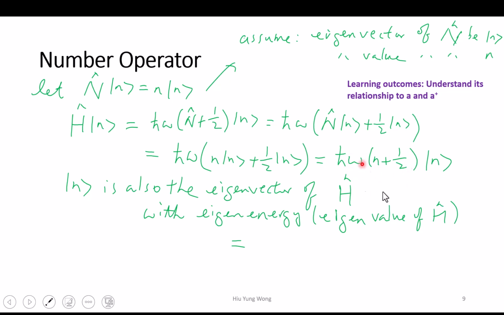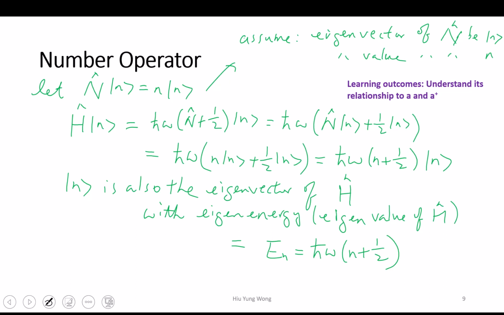H bar, the whole thing is the eigenvalue, right? So it has an eigenvalue which is E_n equals H bar omega (n plus 1/2). So now it becomes clearer what we are doing.